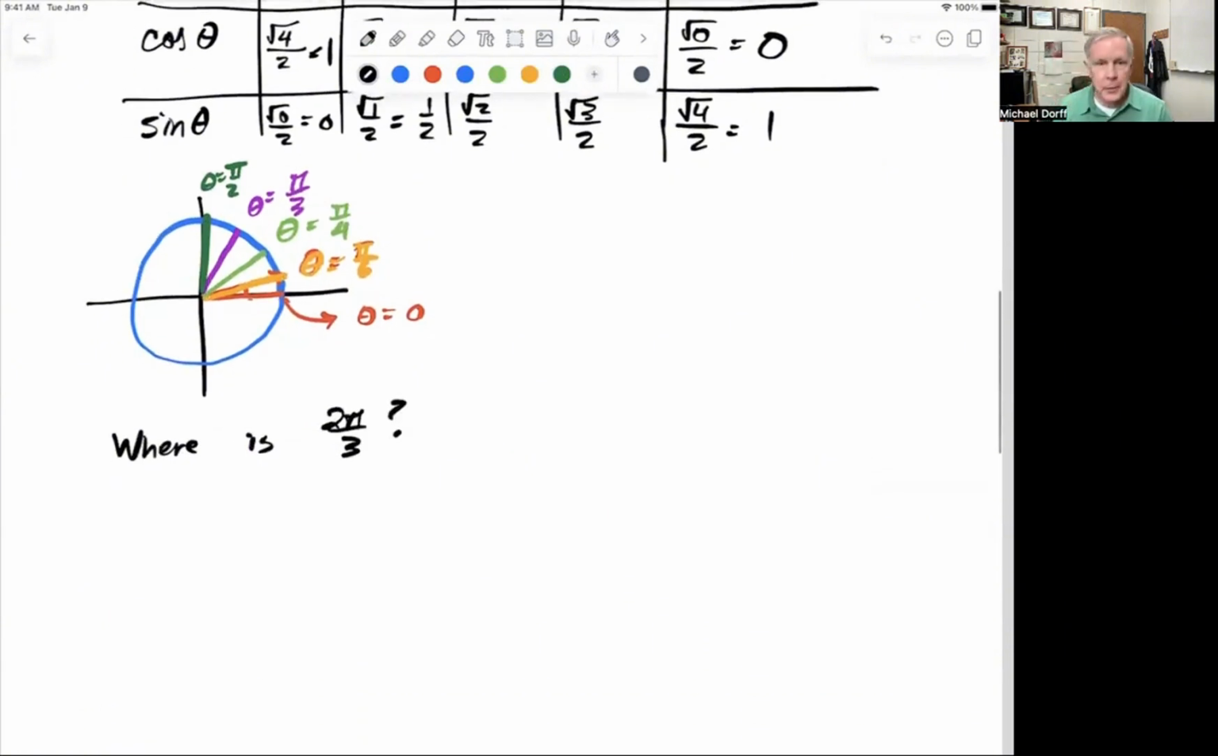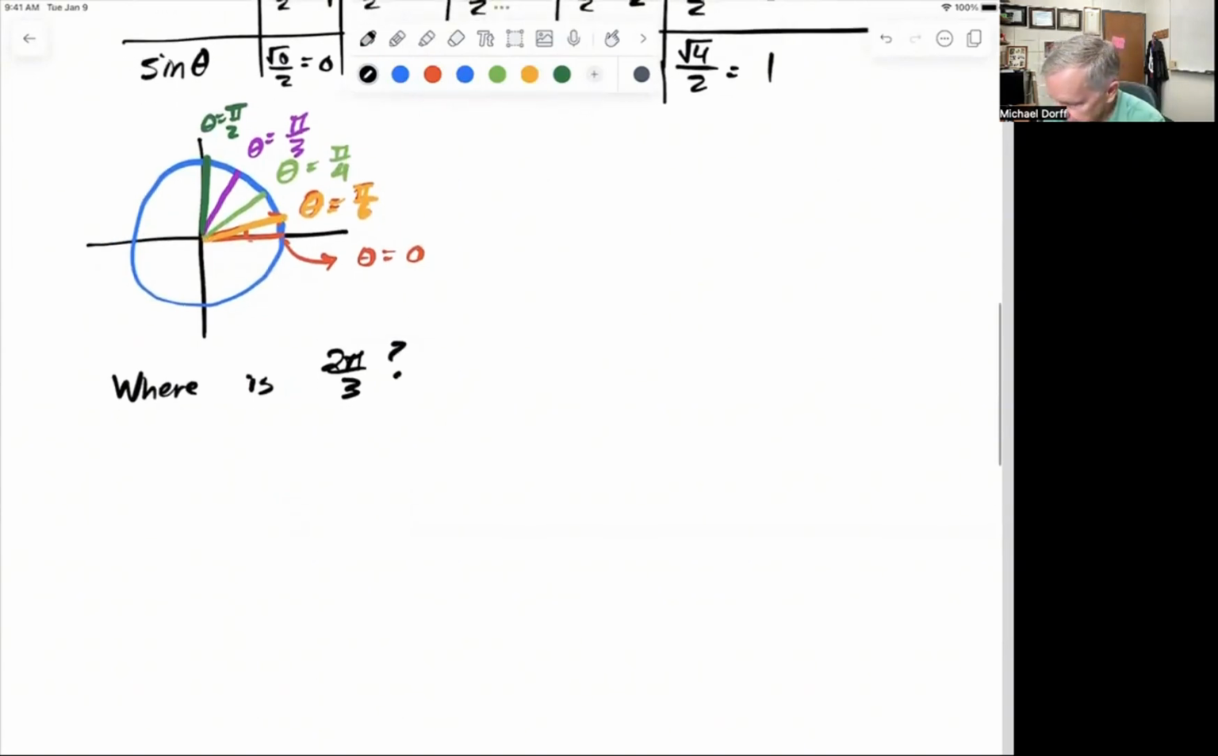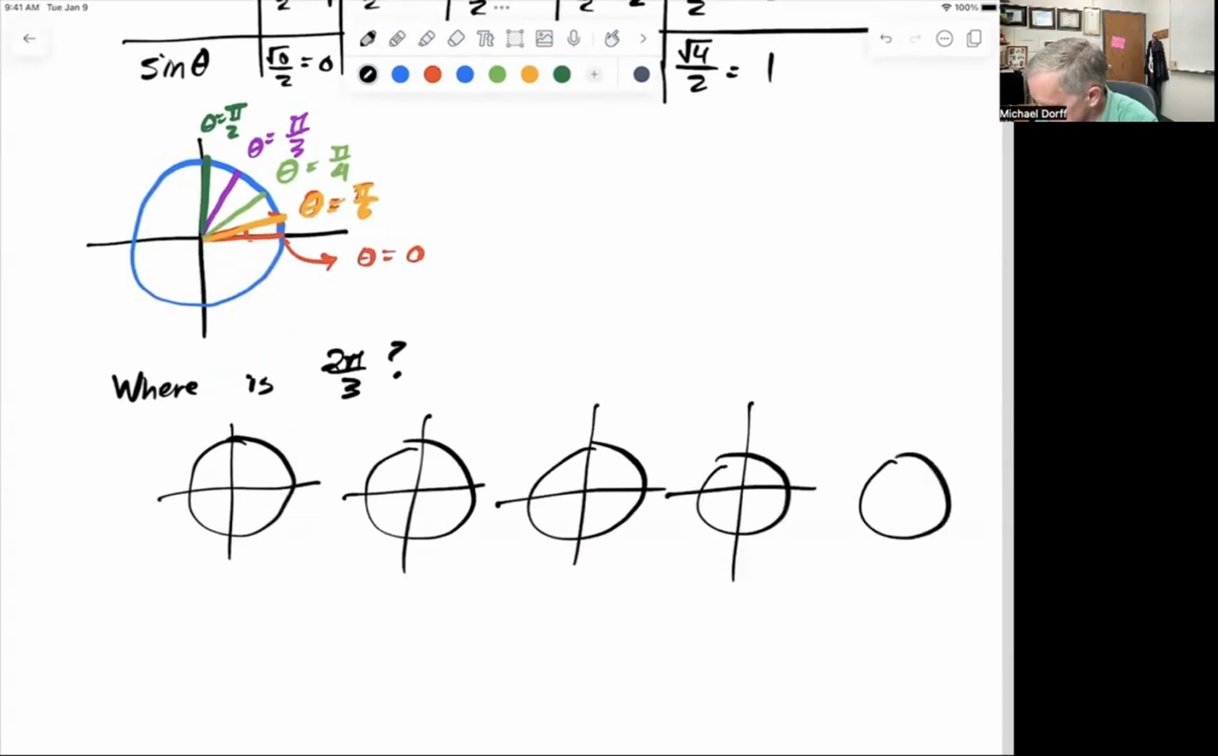In other words, is it in the first quadrant, second quadrant, third quadrant, fourth quadrant, or is it on some axes? Well, let's draw some circles here, and use purple. I like purple here. Here is theta equals 0. Here is theta equals pi over 2. From here to here, this is theta equals pi. Going all the way around, this is theta equals 3 pi over 2. And if I go all the way around, it is theta equals 2 pi.